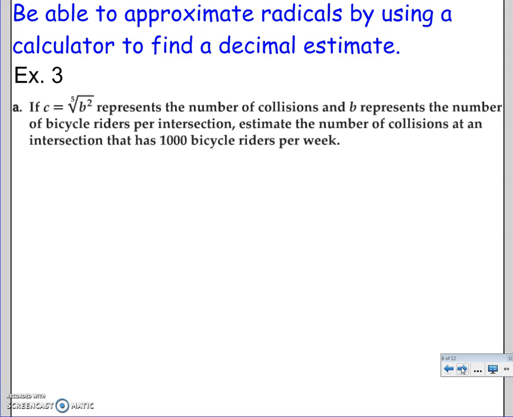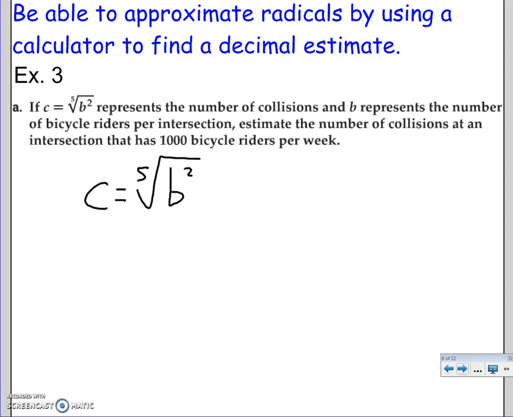All right, and the last part is be able to approximate radicals by using a calculator to find the decimal estimate. So sometimes decimals are okay. Just use the calculator and just round it. Do 2 or 3 decimals. I'll do 2 for now. So for example, we have a problem here. C equals 5th root of b squared.